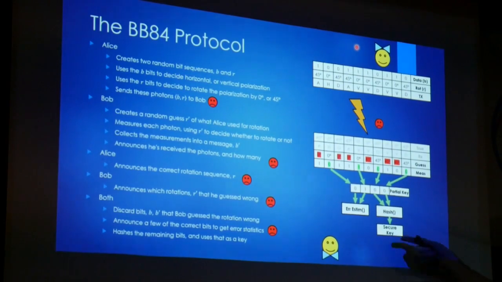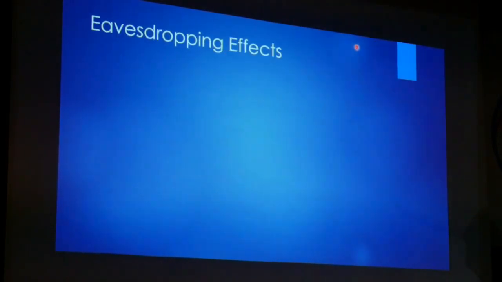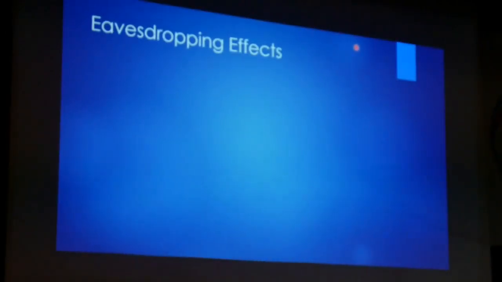BB84. The result, of course, is the secure key. So what could Eve do? We've been playing very nicely, haven't we? But Eve is in the middle, messing with things, watching infinitely patiently, though maybe she doesn't want you to know she's there.